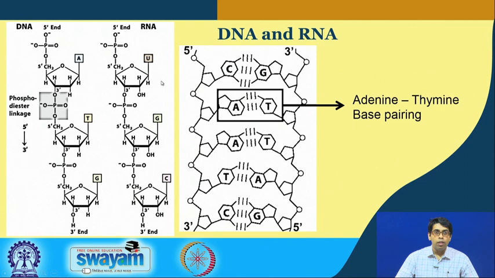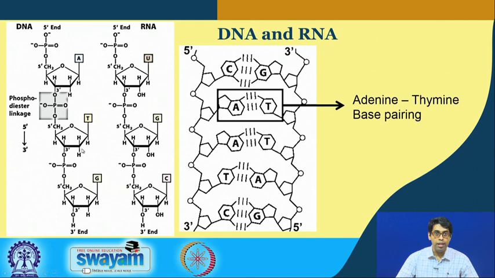So, I was referring to another point that apart from this 2 prime position, the nitrogenous bases are also different. So, A, G and C are exactly the same in case of both DNA and RNA, but only the T is different. So, instead of thymine, we have uracil in case of RNA. So, it is one of the bases that is different, and this 2 prime position has an OH in case of RNA and H in case of DNA.